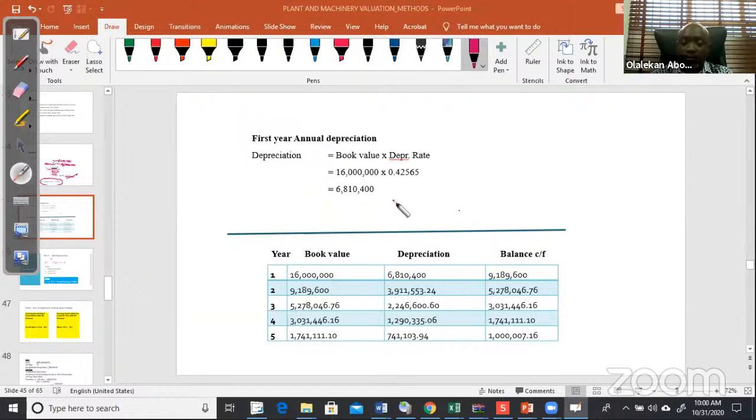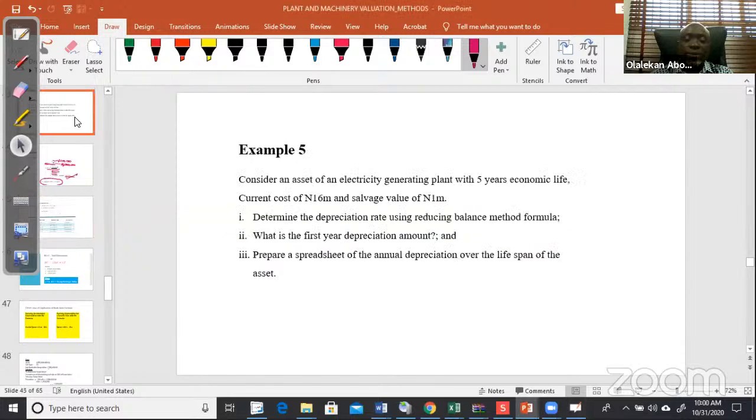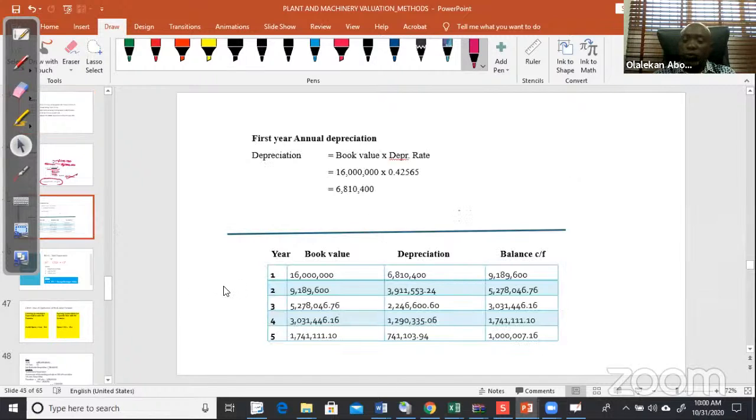I hope we are together. Now, in this year 1, we are done with year 1. The next question says, prepare a spreadsheet of annual depreciation over the lifespan of the assets. Right? We should prepare spreadsheets. That's what the question says now. So that is this part of it.